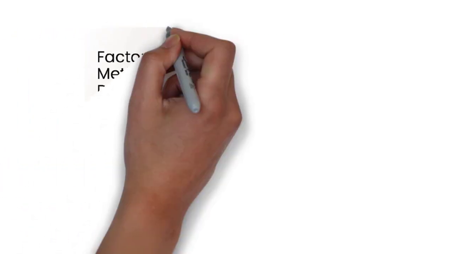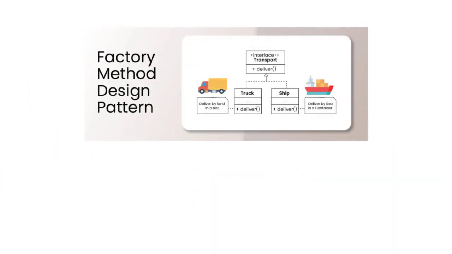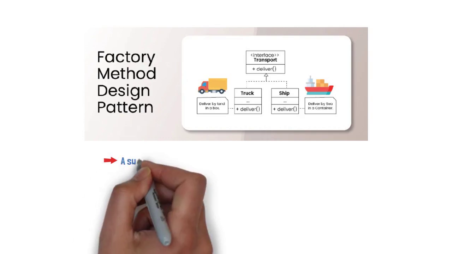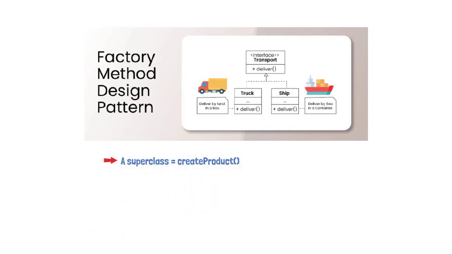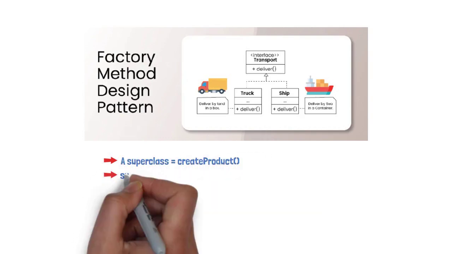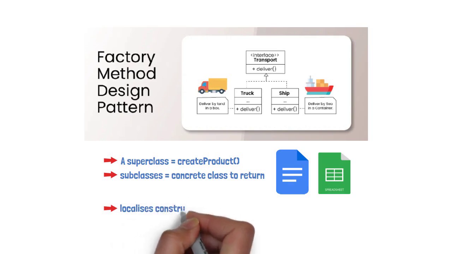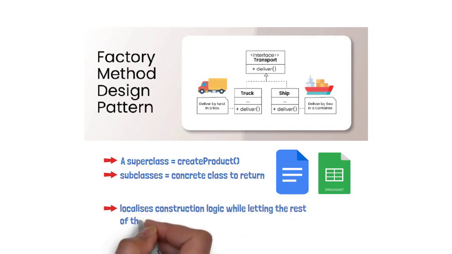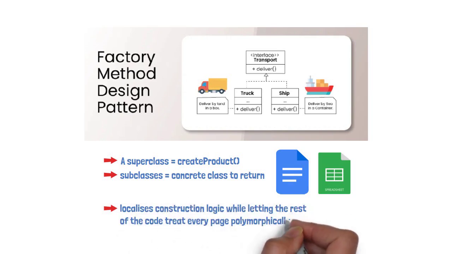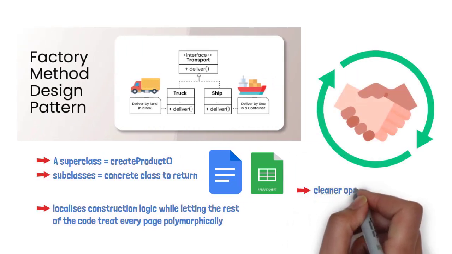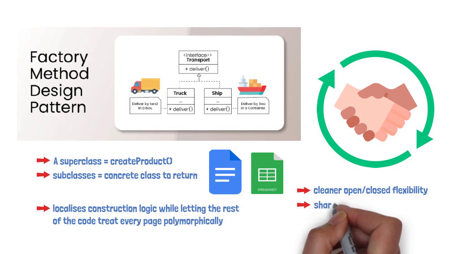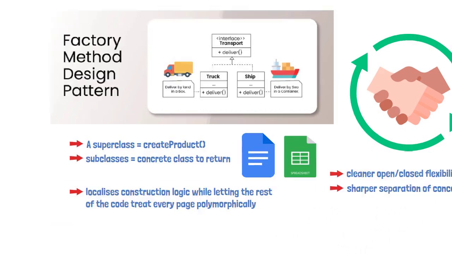When object creation sprouts large switch statements, reach for Factory Method. A superclass defines create product, but subclasses decide which concrete class to return. Think of a document editor where each format, text, spreadsheet, or vector art, spawns its own page object. The factory localizes construction logic while letting the rest of the code treat every page polymorphically. You trade a few extra subclasses for cleaner open-closed flexibility and sharper separation of concerns.